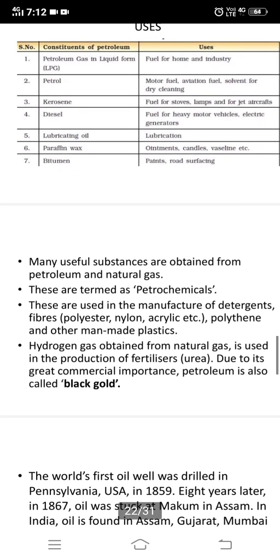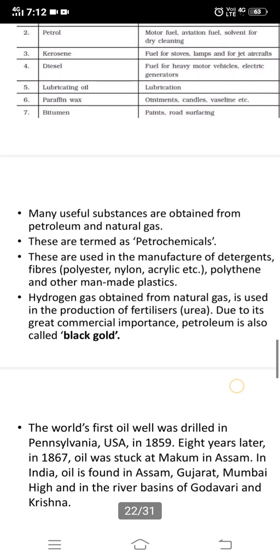Then an important point here, what is black gold? Petroleum is known as black gold. You may get this in a 1 mark question and all, or even in higher classes as a GK question. This is a GK question. What is black gold? Petroleum is black gold.